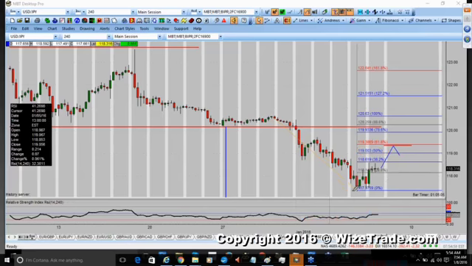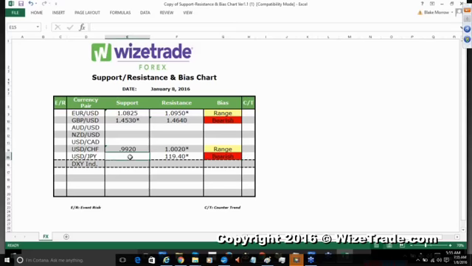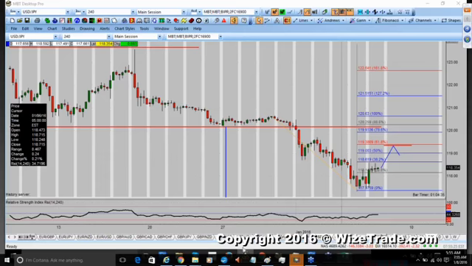Now support is obviously key down here at 117.30. Hold on. 117.30, that's really key support. Because if we break 117.30, the pair is probably going to hell, and it's going to be hard to stop.